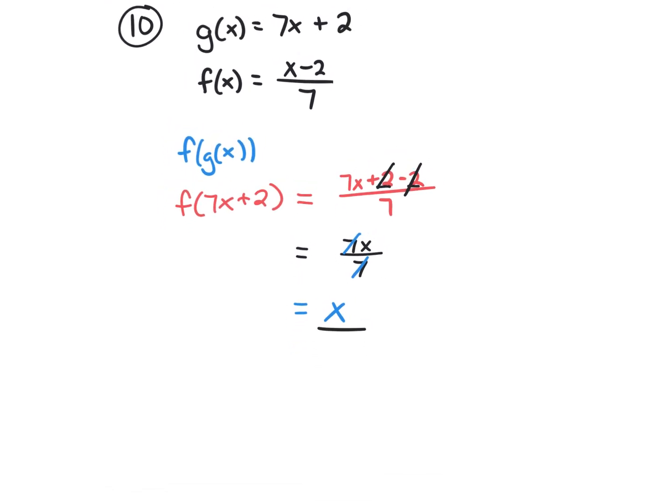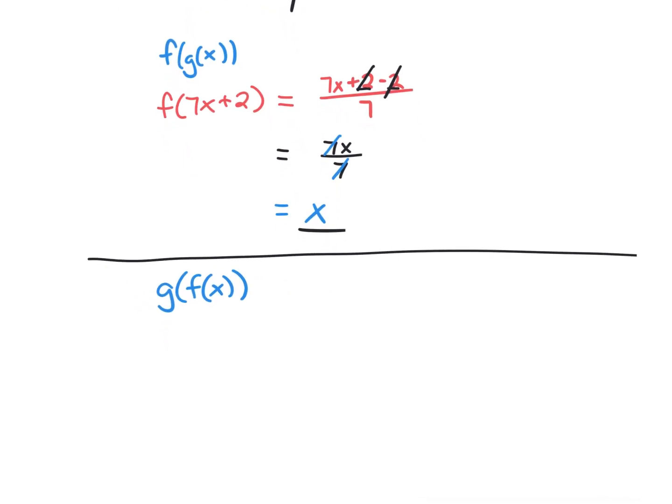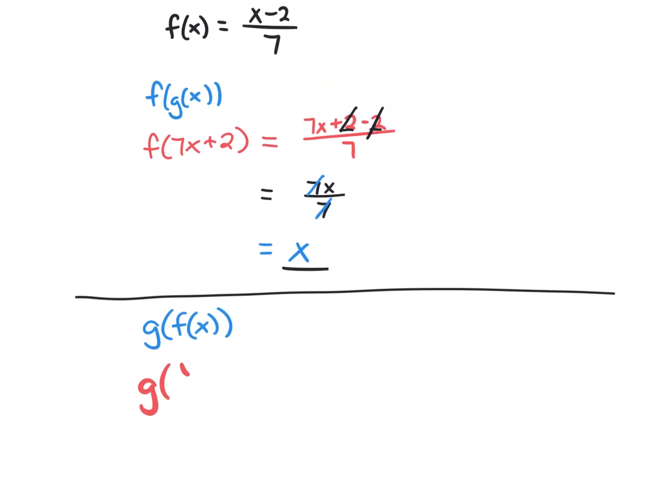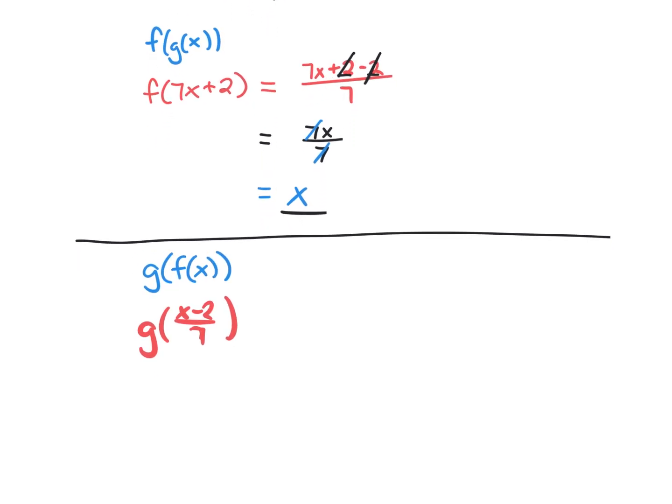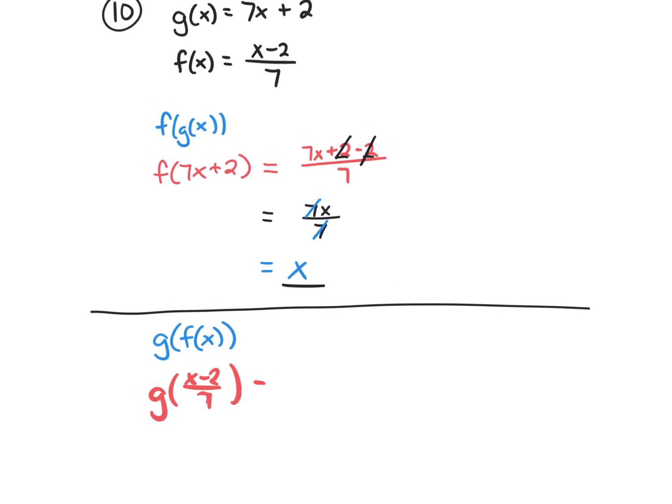So now we need to do the opposite. What's the opposite of f of g of x? G of f of x. Yep. So working inside out, do I know what f of x is? Yep, it's x minus 2 over 7. What do I do with that x minus 2 over 7? Plug it in for that g function. Yep. So what this turns into is 7 times x minus 2 over 7 plus 2.